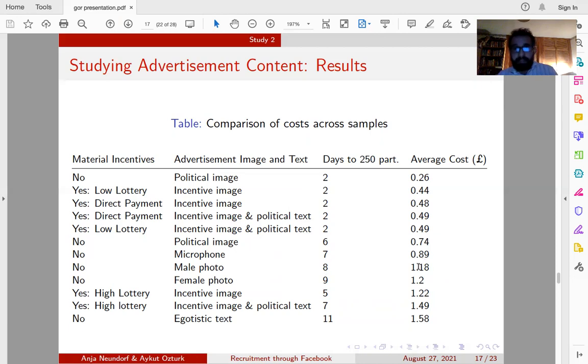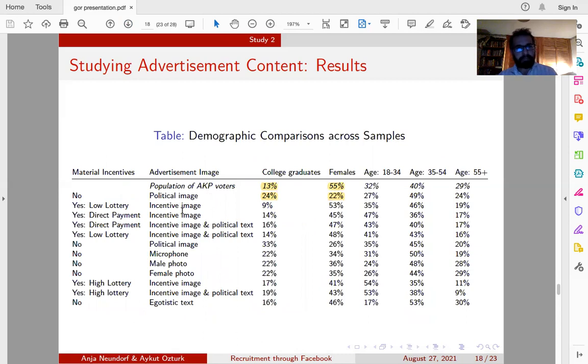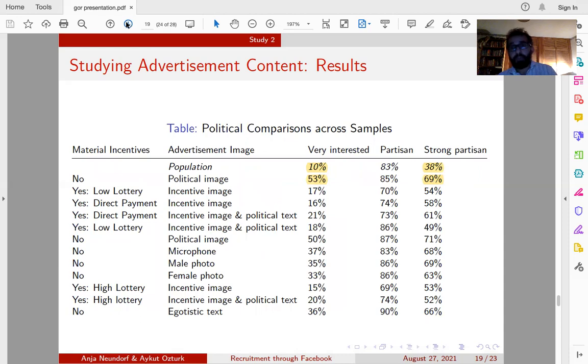And this is significantly less than, for example, conditions in which we used human photos, which shows that it is better for researchers to actually use incentives rather than avoiding the use of incentives. The only exception is political images, but there is one thing to see about political images. Here we are comparing results to population benchmarks of AKP voters in Turkey. You create samples that are much more imbalanced, much less representative. These are, in our case, more college graduates, more male, and significantly more interested in politics. That's when you use political images. On the other hand, when you use incentives, as you see here, it is significantly more similar to population benchmarks.